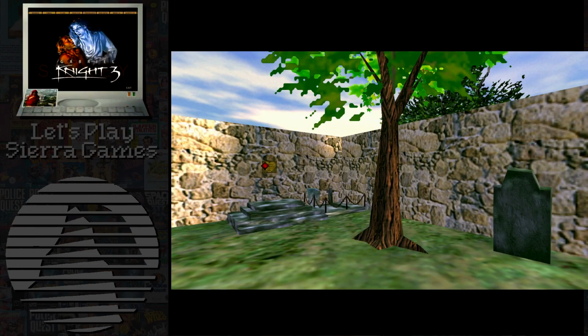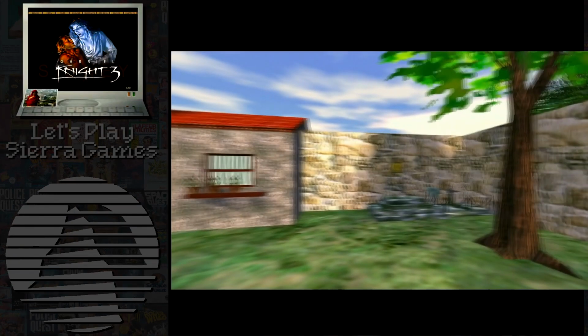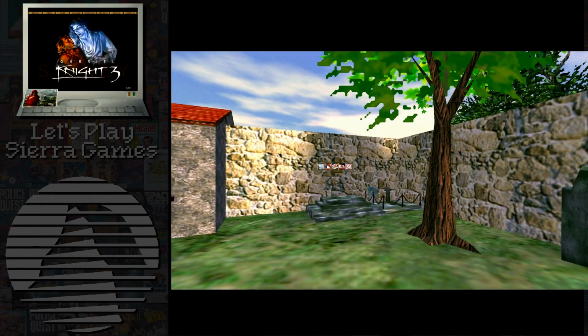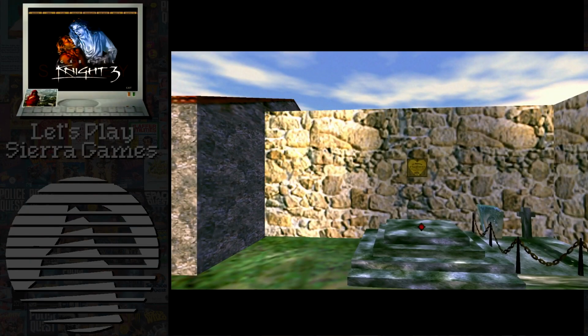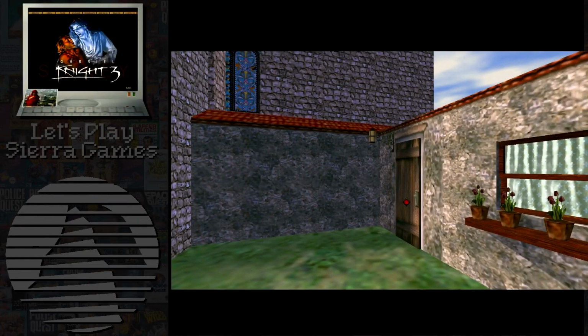Also, that grave right there with the sign, I never found out what was more to it. I'm sure I missed it somewhere in the story, but that seems like a significant gravesite.